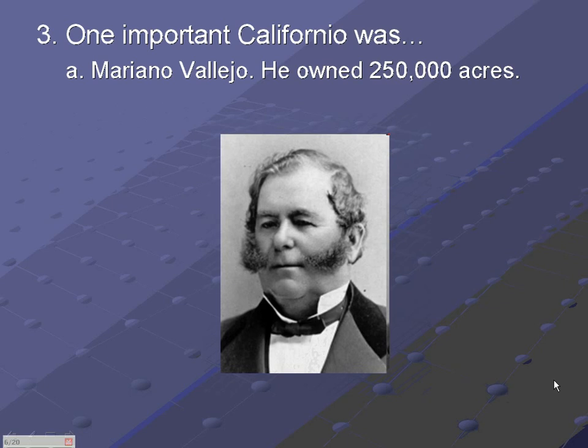Mariano Vallejo. He owned 250,000 acres. That is quite a bit of land. If you look at it, that is about one quarter of a million acres. And the Louisiana Purchase was 5 million acres. So he owns quite a bit of land if you really look at it. And not to mention, he has awesome sideburns.